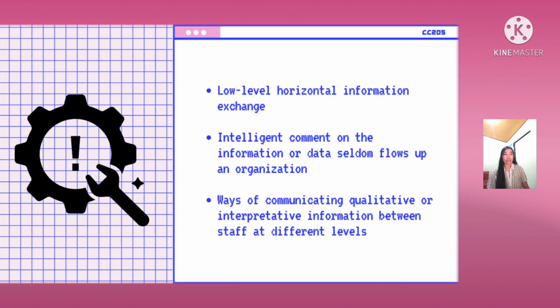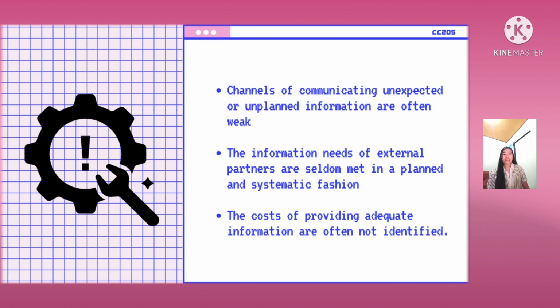Low-level horizontal information exchange. Intelligent comment on the information or data seldom flows up an organization. Ways of communicating qualitative or interpretative information between staff at different levels are lacking. Channels of communicating unexpected or unplanned information are often weak. The information needs of external partners are seldom met in a planned and systematic fashion. The costs of providing adequate information are often not identified.